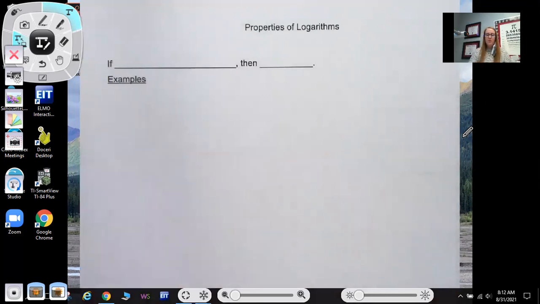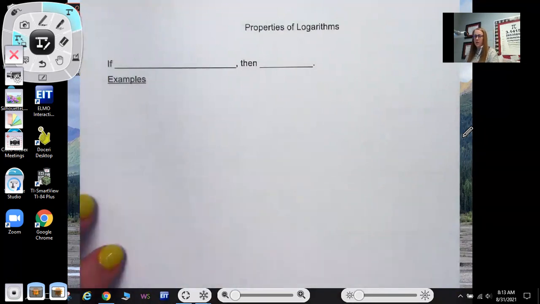We are still looking at logarithms. Up until today, you guys have learned how to solve a logarithm, and you've also learned how to change between logarithmic and exponential form. Today, we're looking at how to solve equations that have logarithms in them, and there's some properties that we're going to look at.